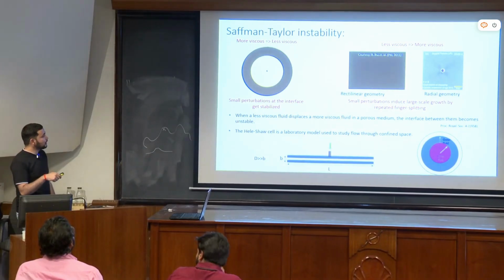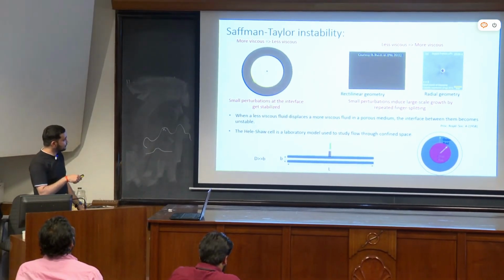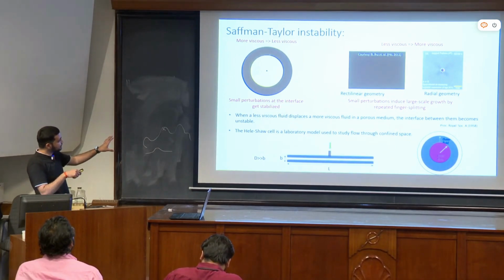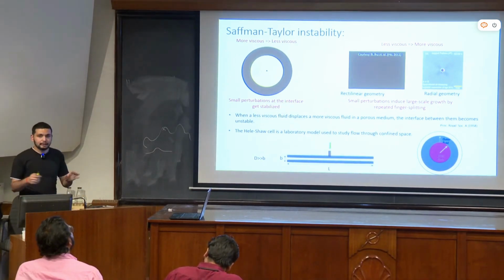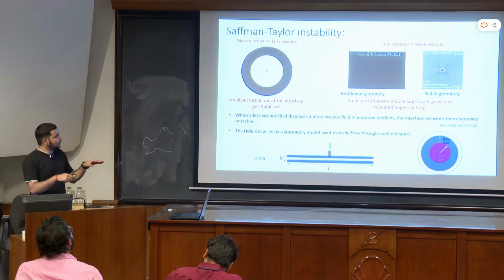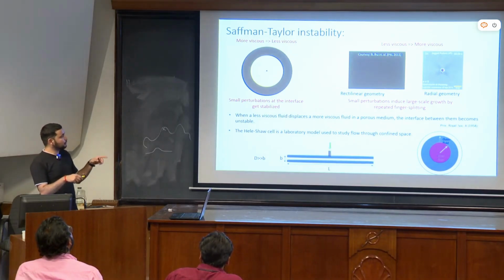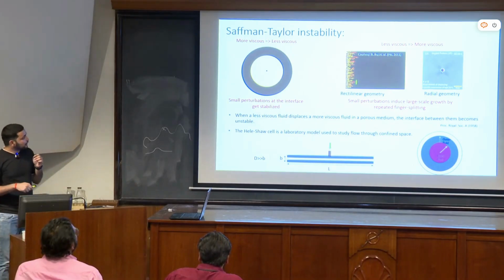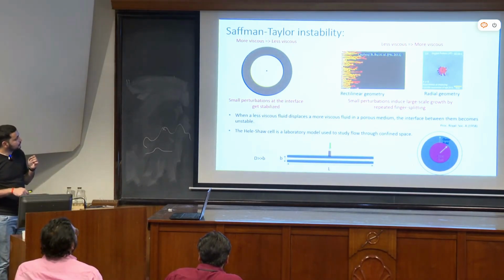These two are different geometries, one is the rectilinear and the other is the radial, but the phenomena that they show are the same. So the statement is that when a less viscous fluid displaces a more viscous fluid in a porous medium, the interface between the fluids becomes unstable, and you will see the perturbation growth and the large scale structure formation.